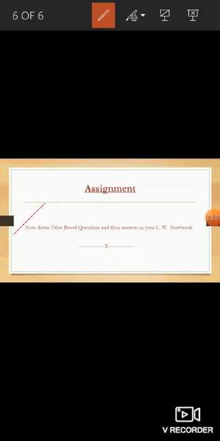Now your assignment is, note down value based questions and their answers in your classwork notebook. I hope till now you have noted down under the heading of chapter 4, importance of plants. First you had to draw five things that we get from plants. Then you had to write question number A, that is fill in the blanks. Then question number B, write true and false. Then question number C, take the correct option. Then question number D, answer the following questions in brief. And then question number E, answer the following questions. So up to question number E, you must have written till now.